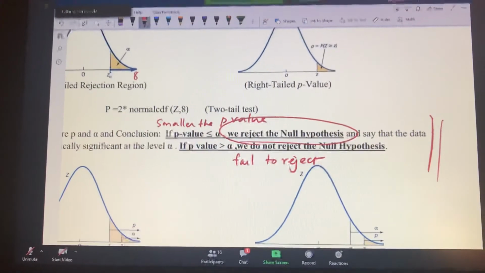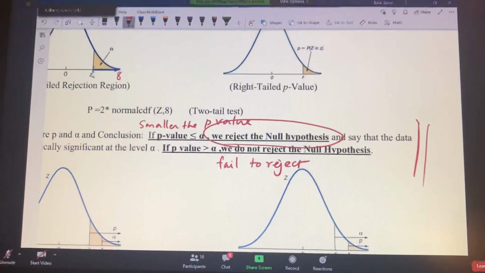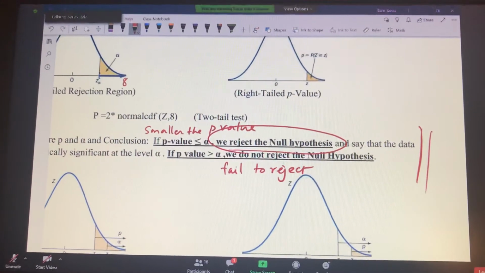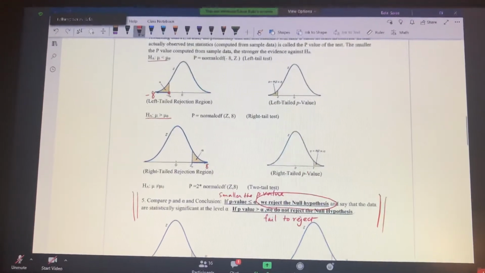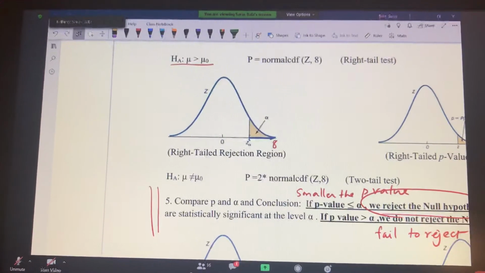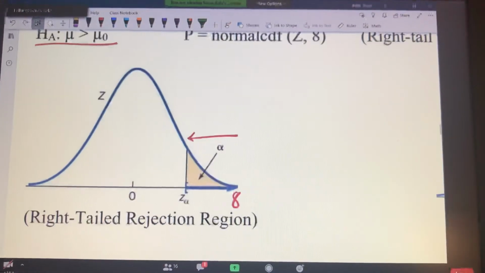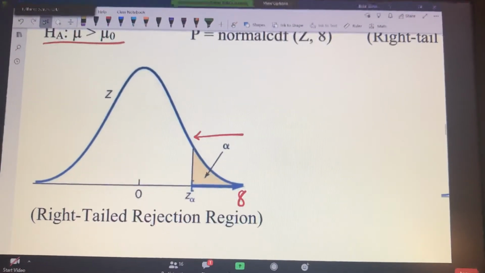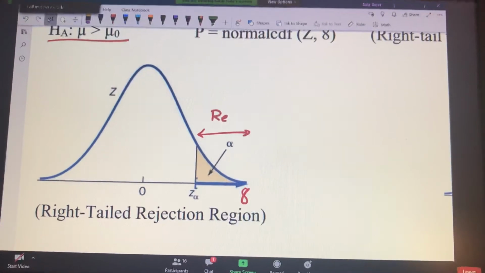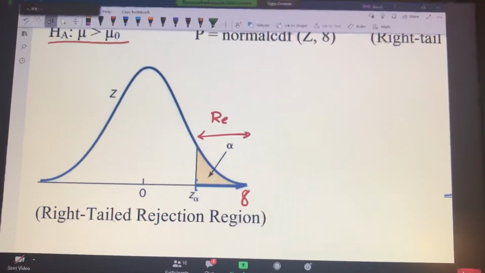All right, so this is what is explained in your diagram. So here is my alpha. Okay, so now this is what I call the rejection region. Alpha is going to be called my level of significance.